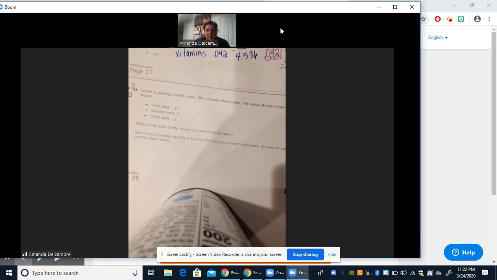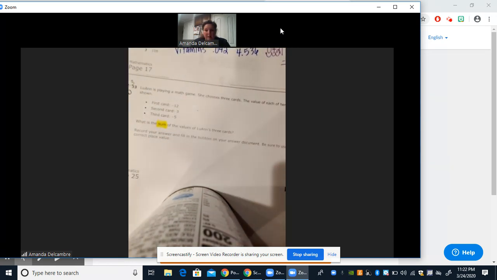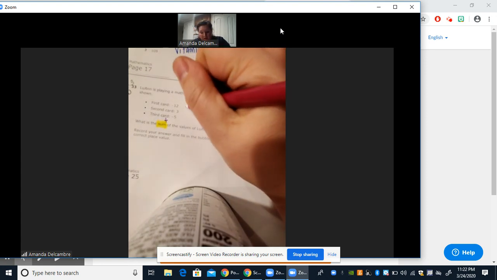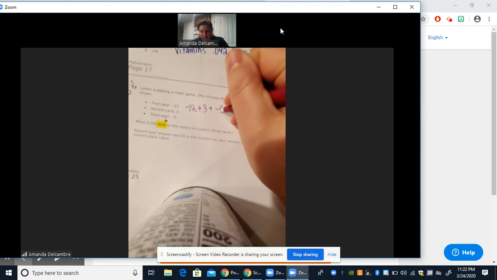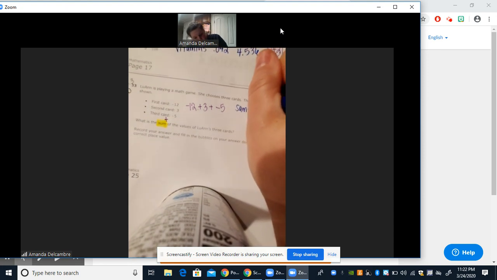What is the key word? Key word is right here. This is sum. We've talked about this clue word. Sum means that we're going to be adding. So we're going to be adding these cards together. So negative 12 plus 3 plus a negative 5. And remember, same signs, add and keep, different signs subtract. So I'm just going to write that down here. Same signs, add and keep.